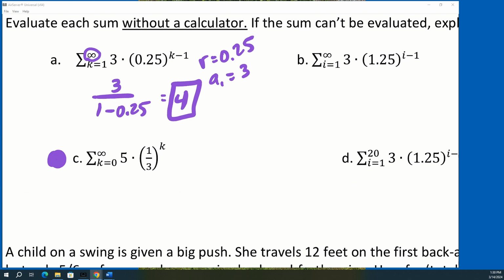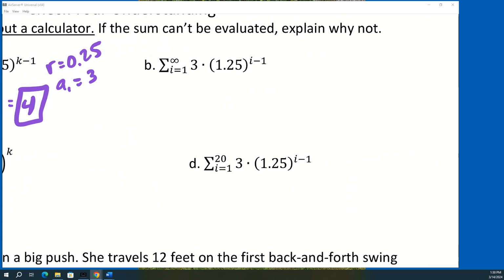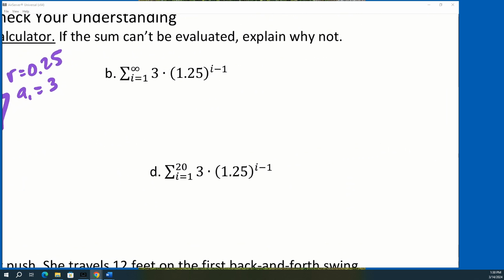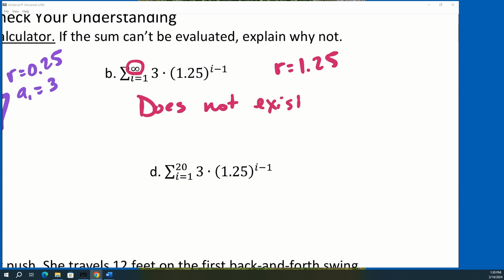And remember, you're going to like B even more. Because this is an infinite sum, what is r in this case? This is above 1. 1.25. Yeah, so does this one have an infinite sum? No. Sweet, huh?